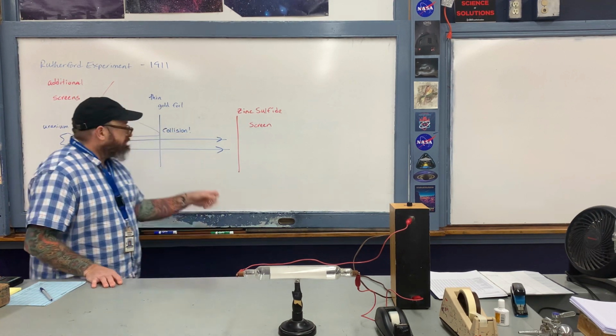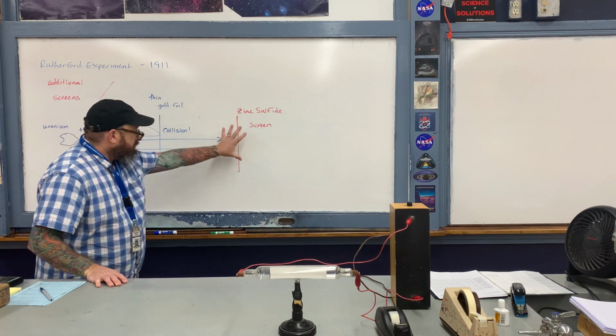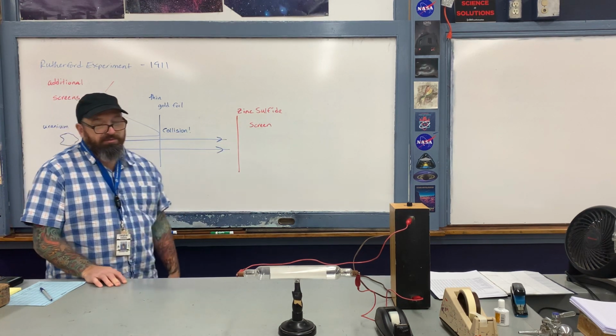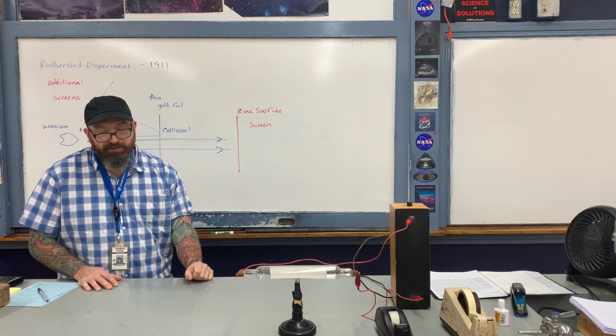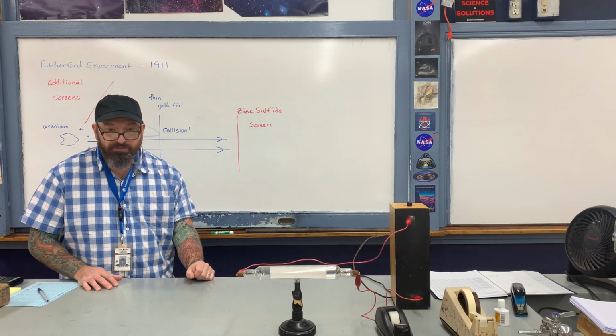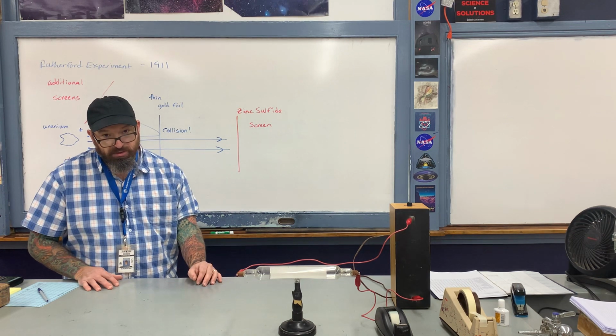He could detect these particles, by the way, by placing a screen here on this side of the experiment that was coated with a specific chemical compound called zinc sulfide. Zinc sulfide fluoresces, in other words, it gives off light when it's struck by charged particles.